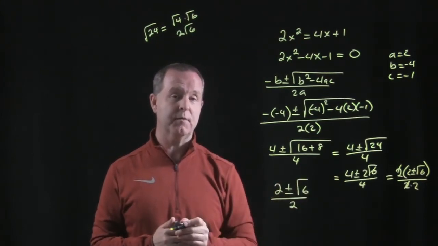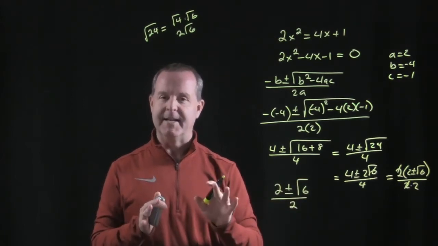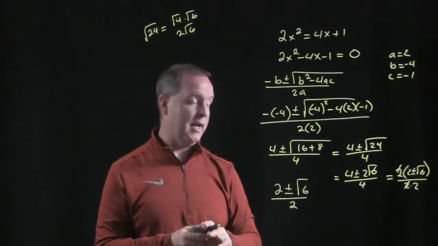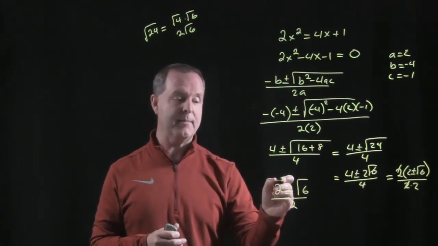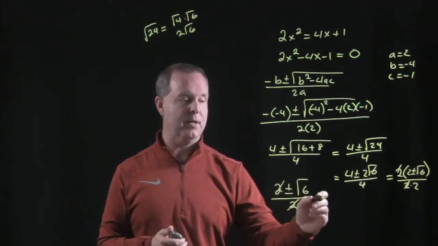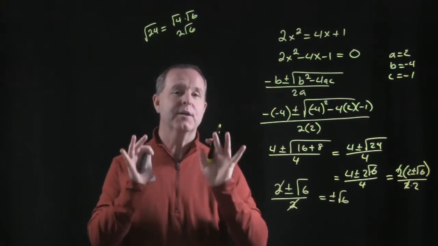2 plus root 6 over 2 and 2 minus root 6 over 2. And again, this is my final solution. Some of us are going to be tempted and want to go on and try to maybe cancel out those 2's, and we're left with just plus or minus root 6. We can't do that. Don't do that.